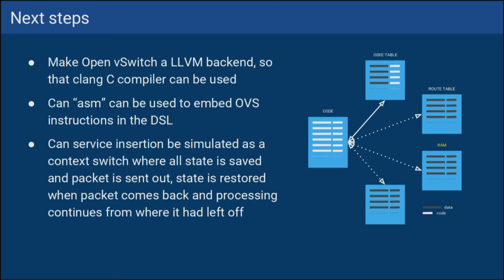Yeah, so I'm already at the end of my talk. So what are the next steps? We just have a prototype, but we don't have anything to show at this time. But the idea is to make Open vSwitch look like an LLVM backend, so that we can actually use a C compiler to compile the code which we just saw.